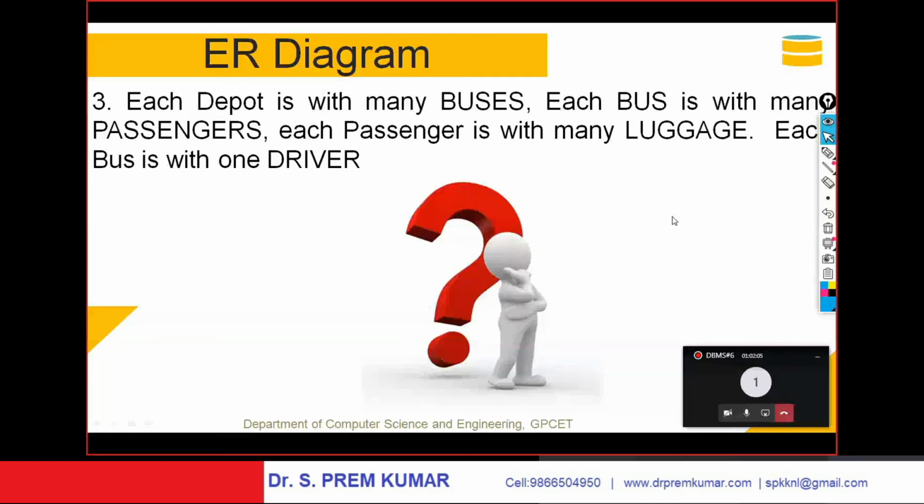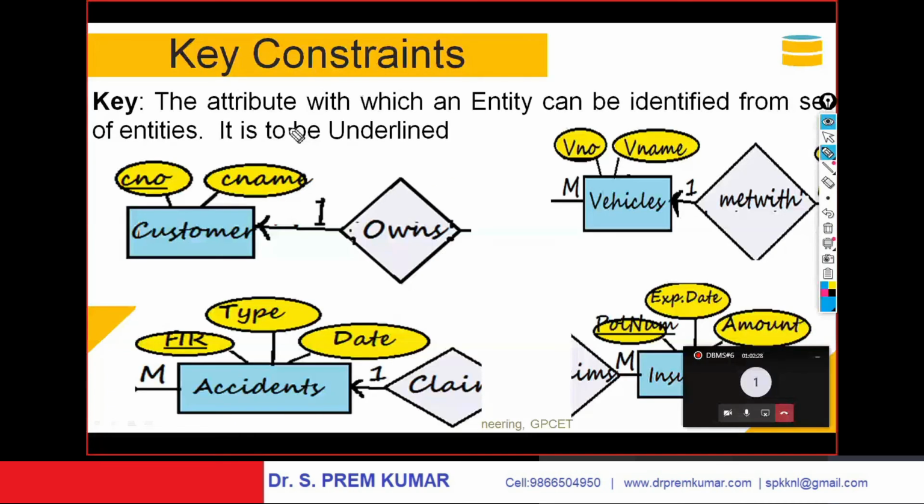The next topic is key constraints. A key is an attribute with which an entity can be identified from an entity set. The key is to be underlined.